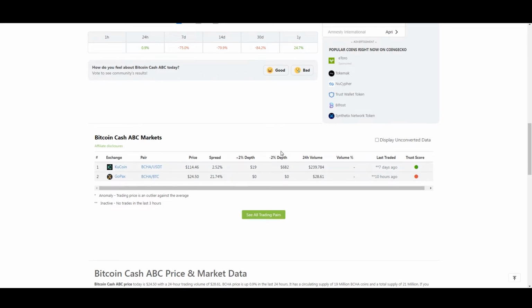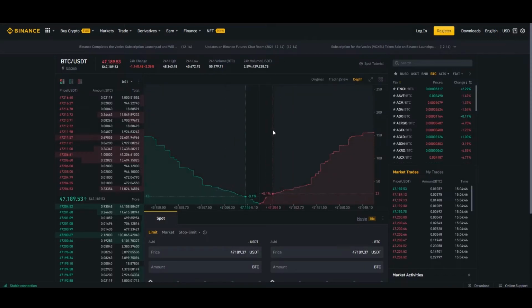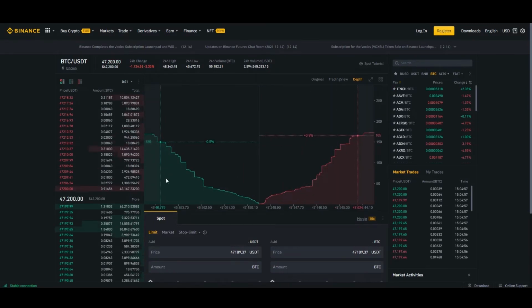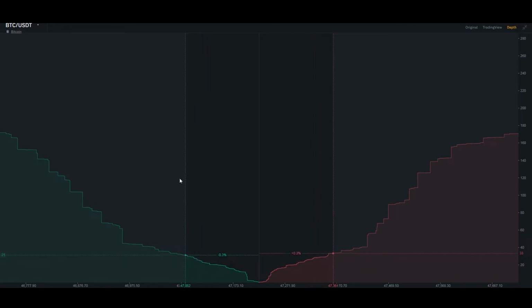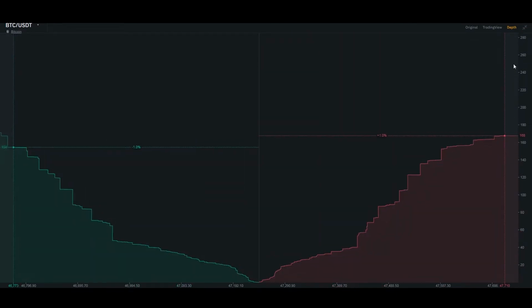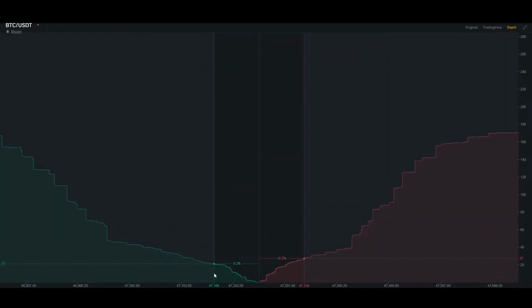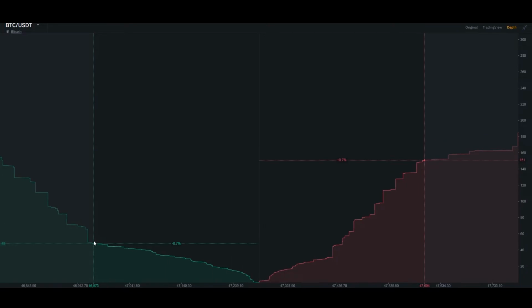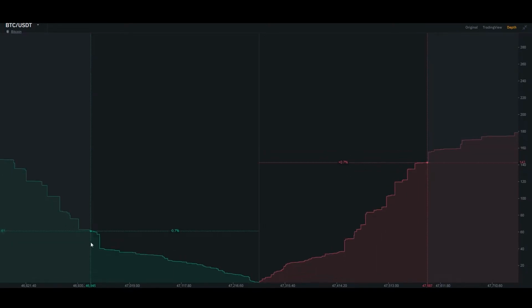This is depth. And depth, you can see it here as well. This is the Binance Bitcoin USDT pair. And you can see that you have a buy wall and a sell wall, right? And this is what they call depth. So you can see here on the right how much Bitcoin, and on the bottom you see the price. So for example, if I sell 49 Bitcoin, it moves up and down.